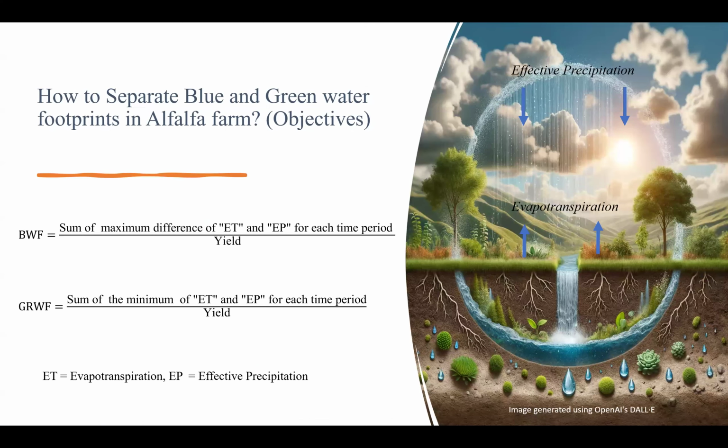So how do we separate the water consumption part, which is the blue and green water footprint? The easy concept is that the blue water footprint is the sum of the maximum difference of evapotranspiration and effective precipitation for each period, divided by yield. And the green water footprint is the sum of the minimum of the ET and the effective precipitation for each period, divided by yield.